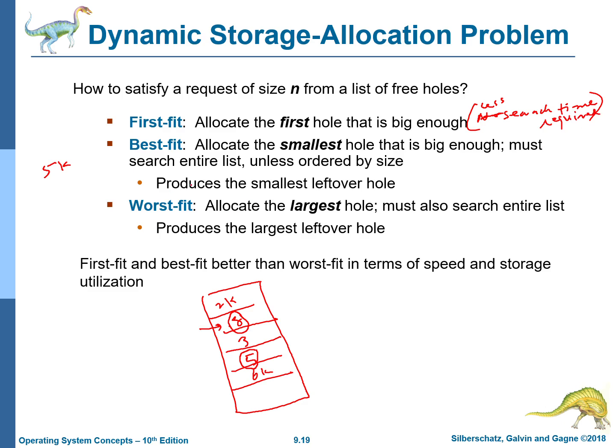Now best fit is to go through all the locations of the memory and find out the best fit option, which is here the 5K box. We have a 5K memory location, so this process will be the best fit for this memory location.